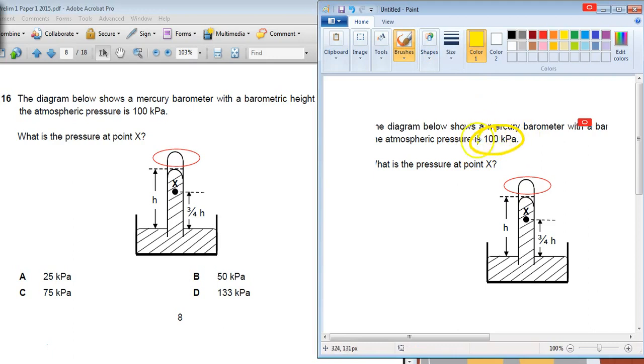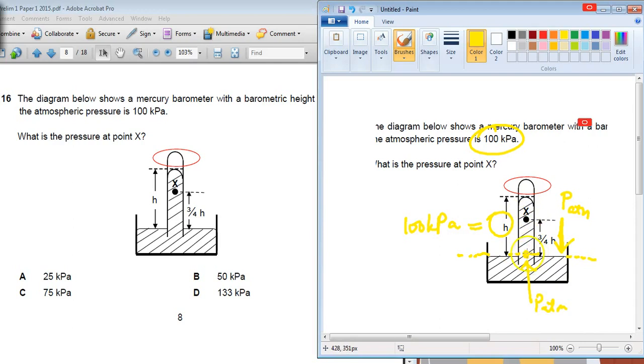They already tell you that the atmospheric pressure is 100 kPa, and hence this H here is actually the same as 100 kPa. Now that is how the barometer works. If you are not sure, go and read in your textbook how the barometer works. Basically the atmospheric pressure is pressing onto this mercury surface, and hence at this particular spot it will be the same as P atmosphere.